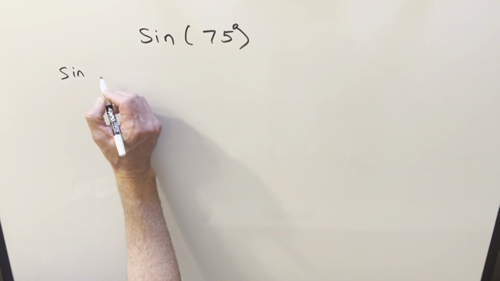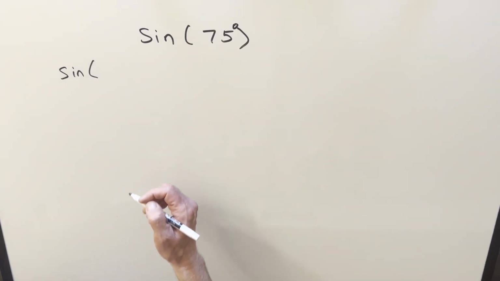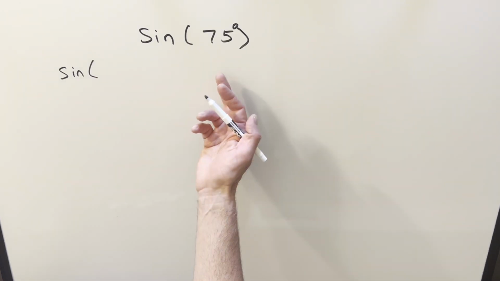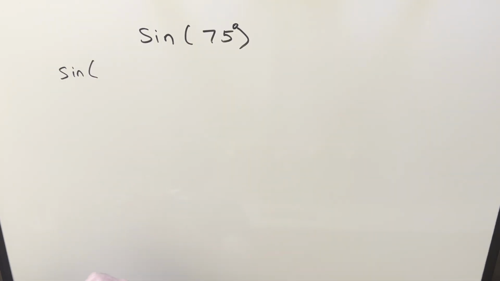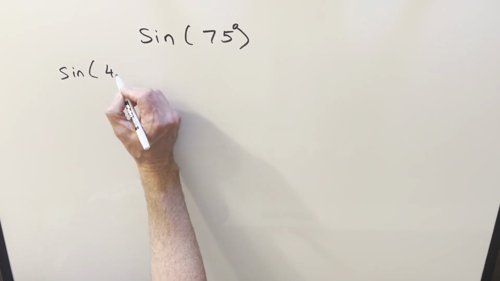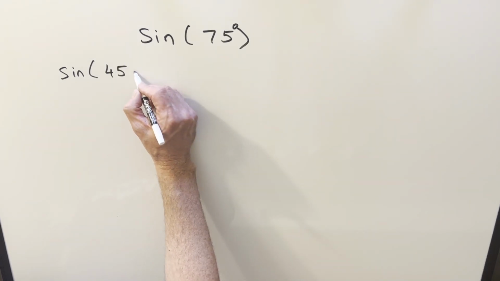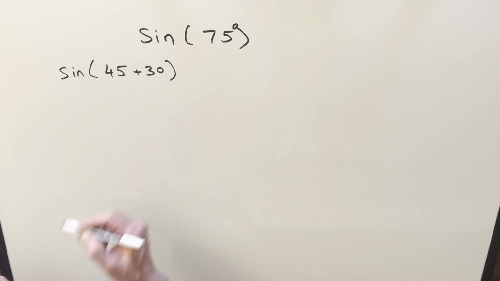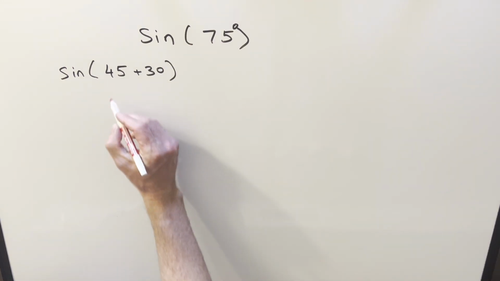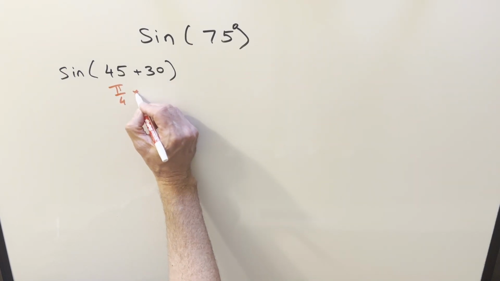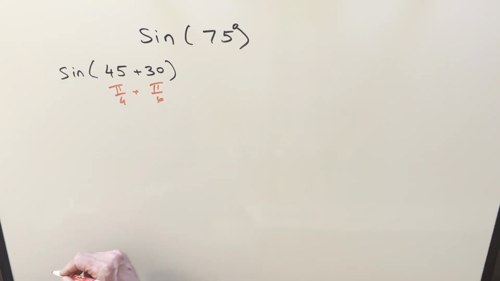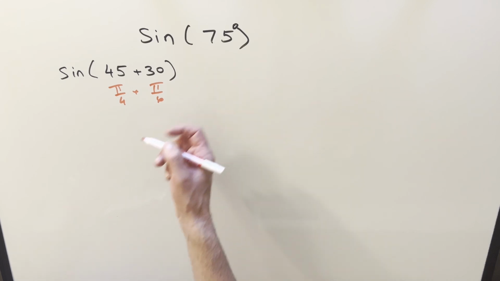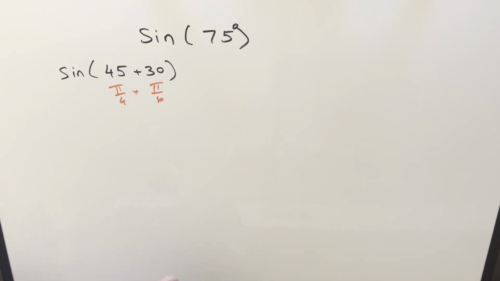And first of all, the strategy usually is to get some values that you know. We're not that familiar with what happens at 75 degrees, but we know about sine at 45, and we know sine at 30. I'm going to drop the degrees just because I'm lazy. And keep in mind, of course, I could write this as pi over 4 plus pi over 6. Sometimes it just seems easier to use degrees when we have angles we're less familiar with. I don't know, sometimes it's just kind of a coin flip.